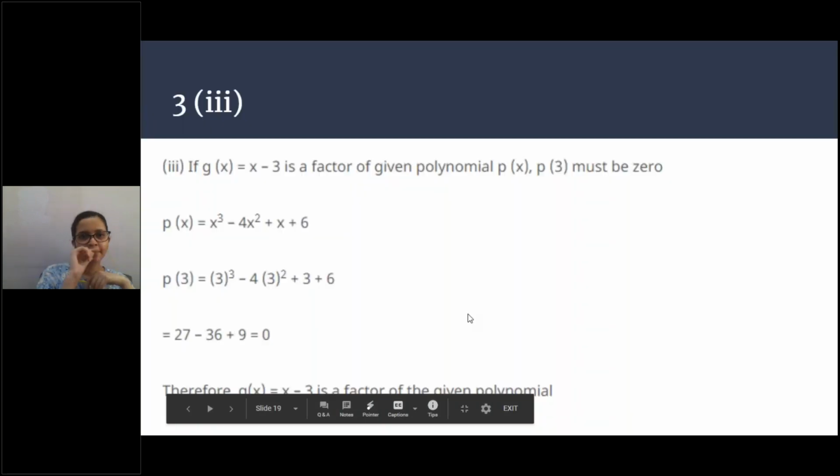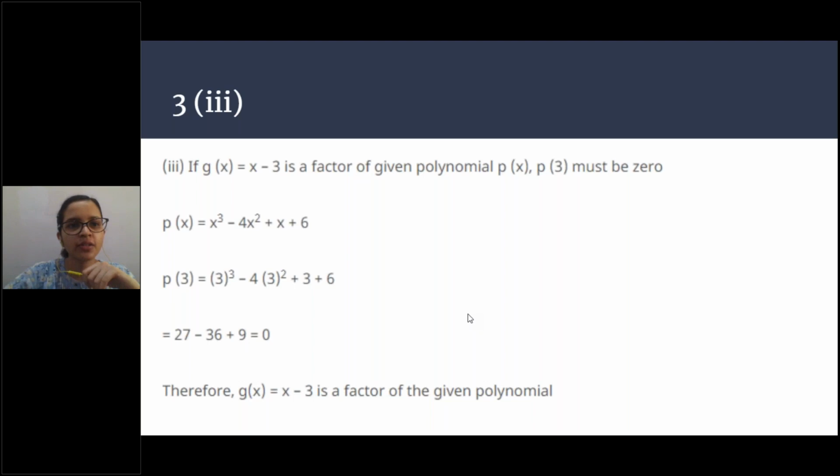Minus 3 is a factor of the given polynomial, so you equate it to 0. So x is equal to 3. You substitute that in P of x. On simplification, you get the remainder as 0. Therefore, g of x is a factor of P of x.